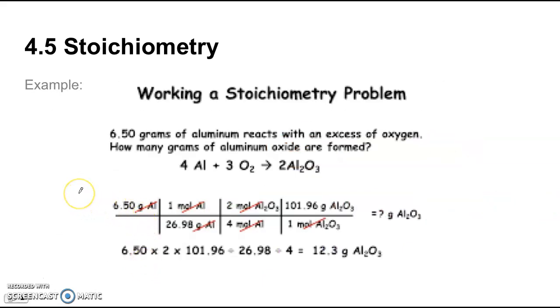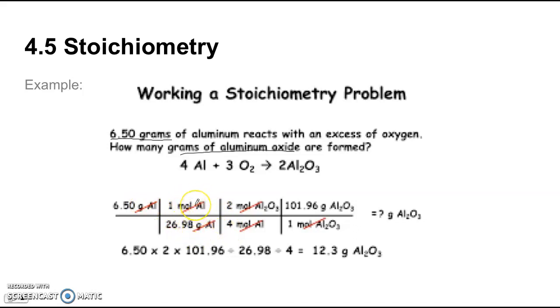This is an example of a stoichiometry problem worked out. It's a three-step mass-to-mass conversion where we have a given mass of a substance, in this case 6.50 grams of aluminum, and we want to find grams of aluminum oxide. So we start off with the given quantity and set up conversions, and we should be pretty good at mole conversions at this point. When you set up conversions, whatever units you are given, we want those units on the bottom of the conversion factor so they cancel out, and we find some other units.